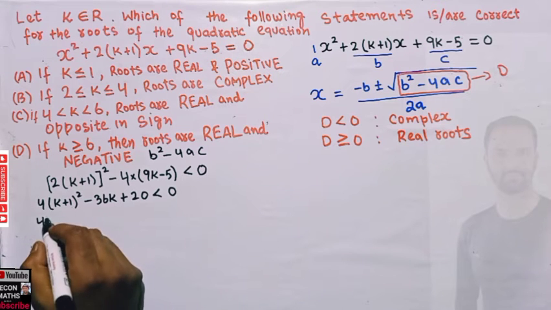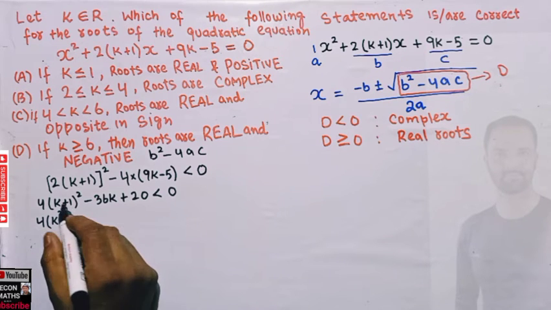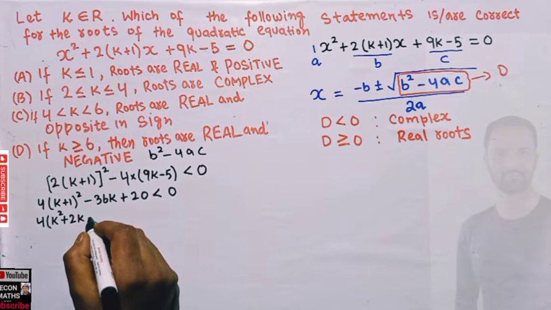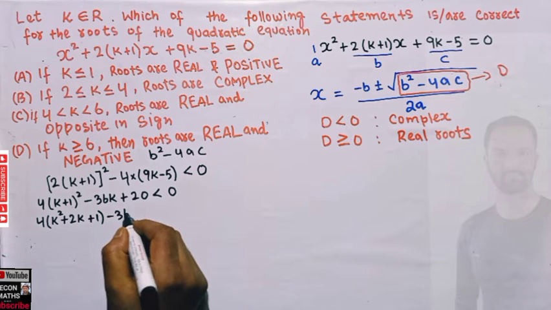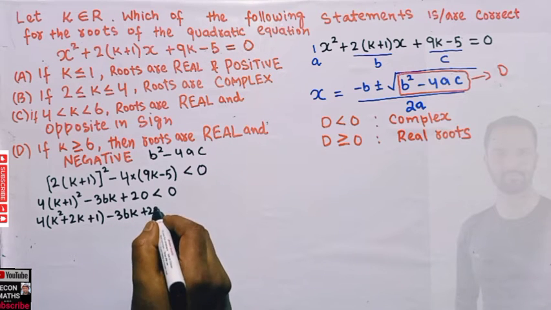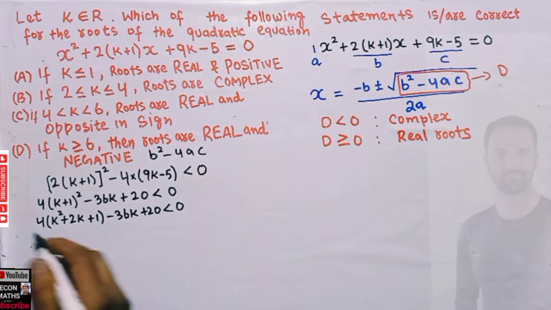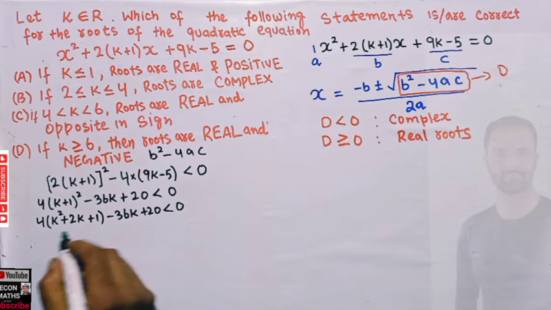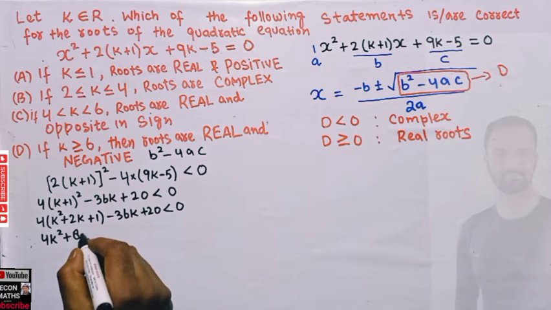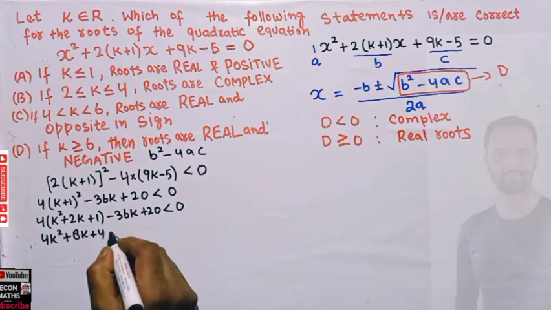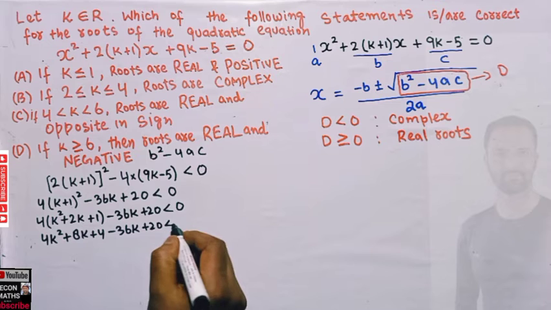So we have 4, so this will become k square plus 2 into 1 into k, this is 2k, plus 1 square is 1, minus 36k plus 20, it should be less than 0. Okay, now if we just multiply this 4 to each of these terms, this becomes 4k square plus 4 2s are 8k plus 4 minus 36k plus 20 should be less than 0.